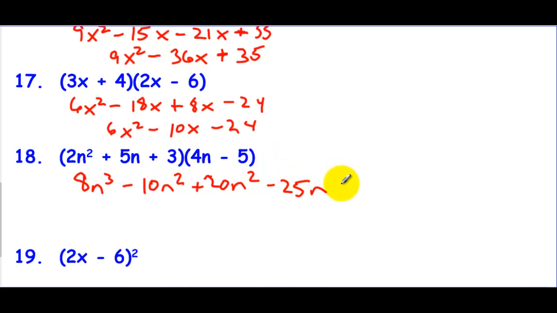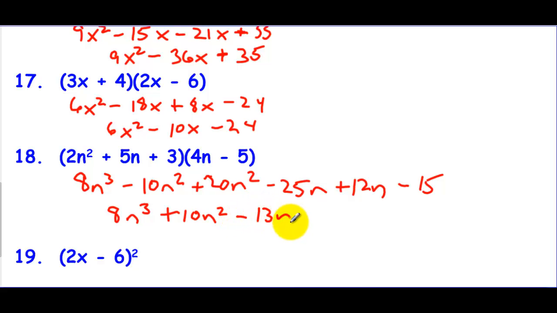3 times 4n is going to be 12n. And 3 times negative 5 is negative 15. And I just have more to clean up here. I see negative 10n squared plus 20n squared can be combined. So I'm going to bring down 8n cubed. This is going to become 10n squared, which came from negative 10 plus 20. And again, the n to the first can also be combined, and that's going to turn into negative 13n, and then minus 15 comes along as well. So I'd say this is the fully simplified version.